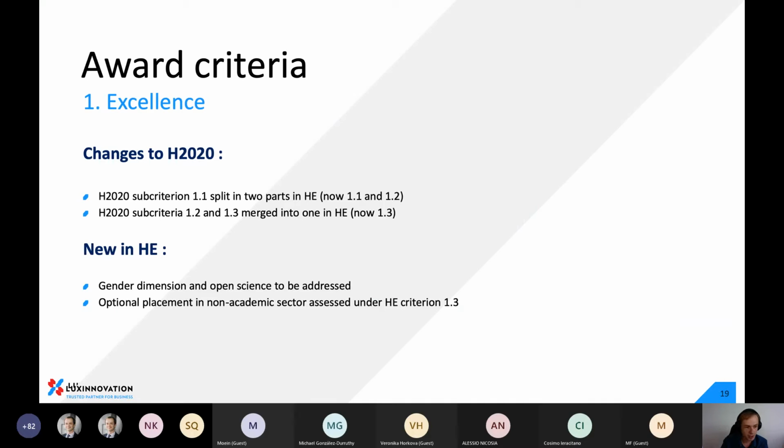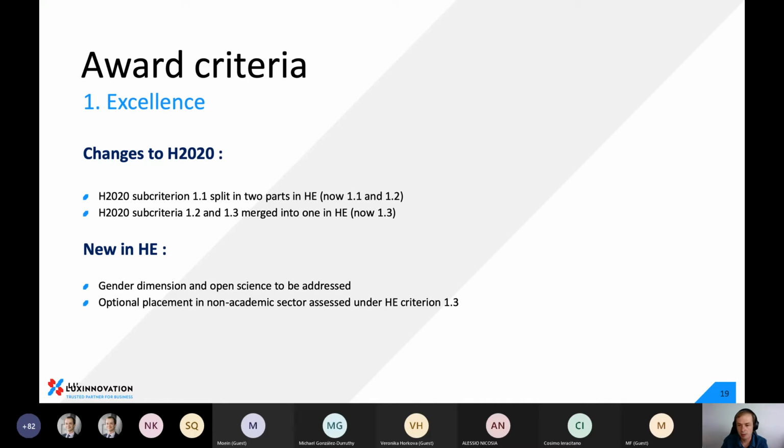What are some changes? In the excellence part, there are some criteria. If you were used to the previous template, there are some things that shifted around, and some elements were fused. You can read about this here. What's new is that the gender dimension and the open science dimension are much more important. Gender dimension, I'll get to it, but here it doesn't mean the gender of your supervisor or your own gender. It means whether your project has any sort of implications on gender, or different implications on different genders.